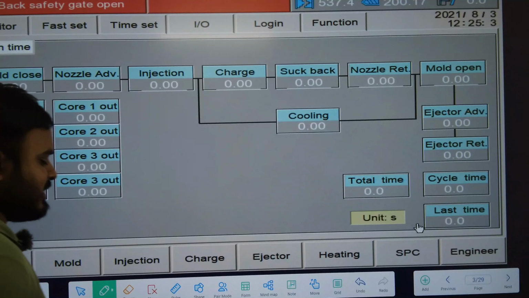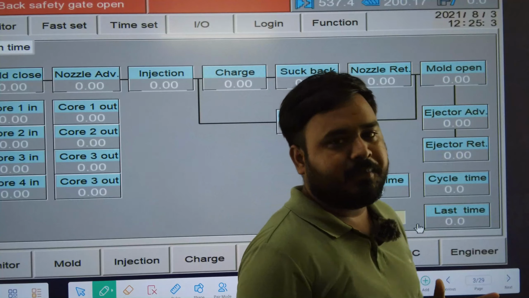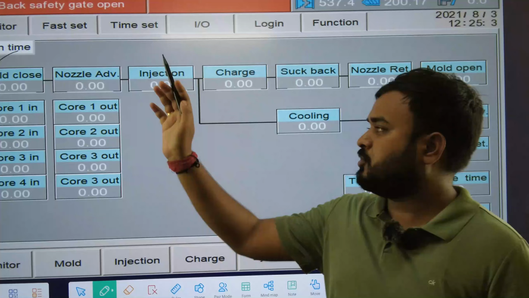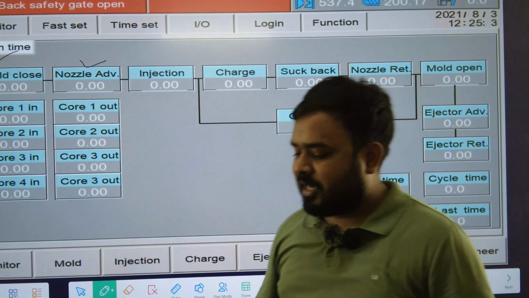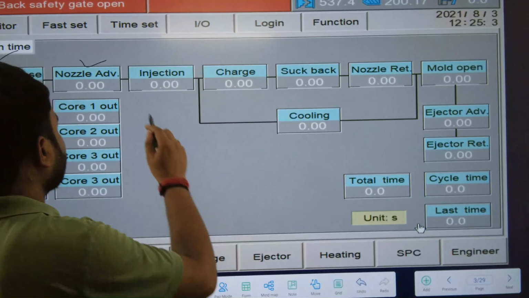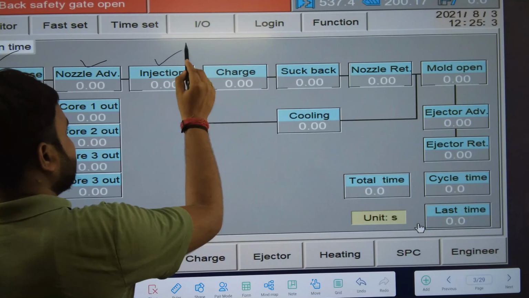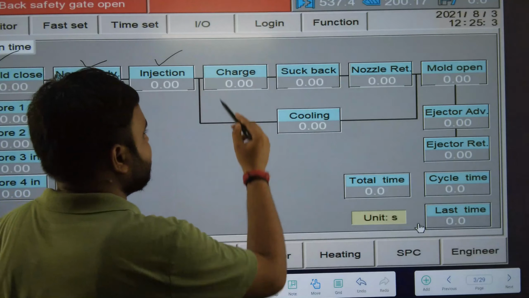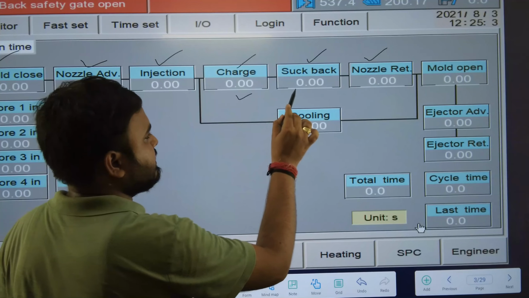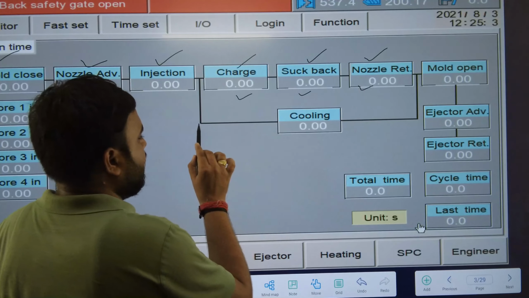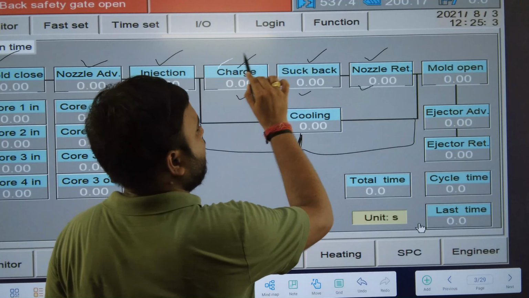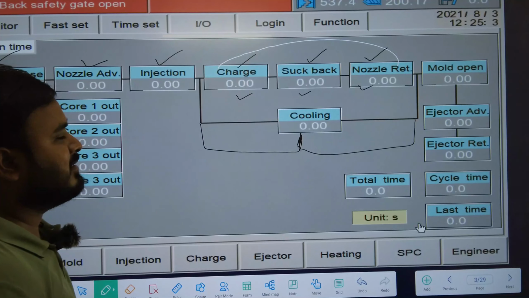The first process in the cycle time is mold closing. The first thing performed by the machine is to close the mold. Then nozzle advance, which means the entire injection unit comes forward to the nozzle advance setting. Next is injection. After that, charging, suck back, and nozzle retract. While performing the charging, suck back and nozzle retract functions, our cooling process will be started. So guys, this is an important thing.